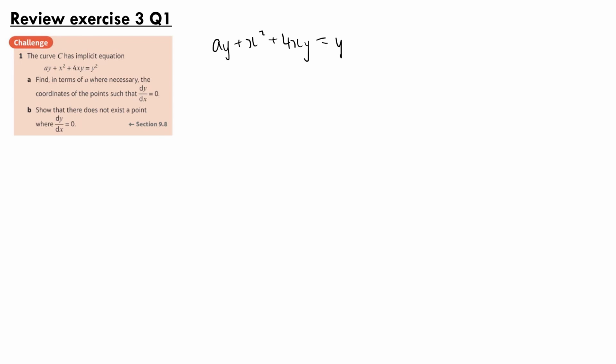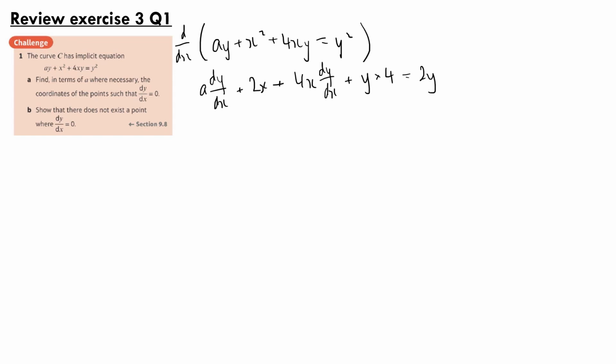So if we differentiate both sides, differentiating ay, we get a dy by dx plus 2x plus, now we're going to use the product rule, so we have 4x times the derivative of y, dy by dx, plus y times the derivative of 4x, which is just 4, and that is equal to 2y times the derivative of y using the chain rule, dy by dx.